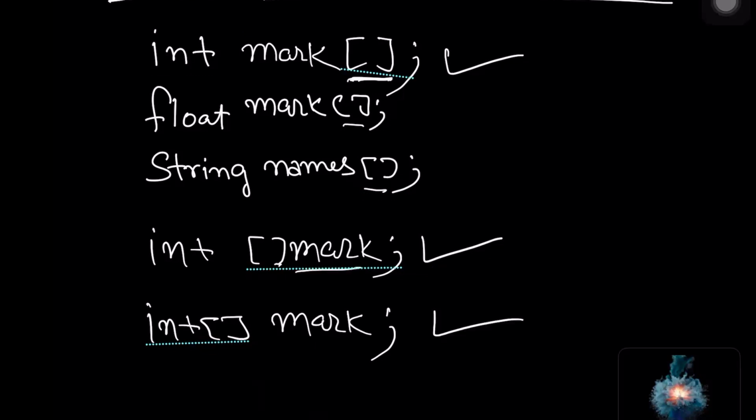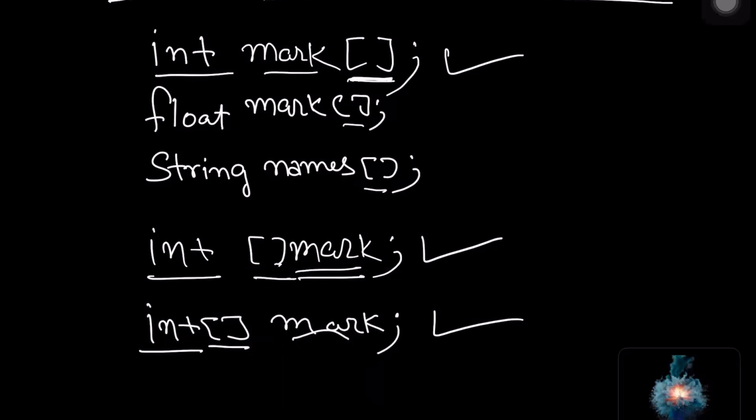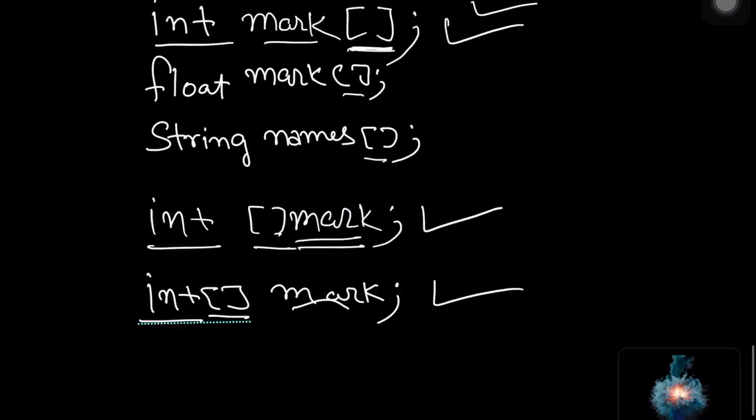So right now you can declare in three ways. The first way: data type, variable, and then bracket. The second way: data type, space, and then bracket, and then variable. The third: data type, bracket, and then variable. All these three ways are valid declarations. You can go with this one; this is the standard one. Okay, clear?